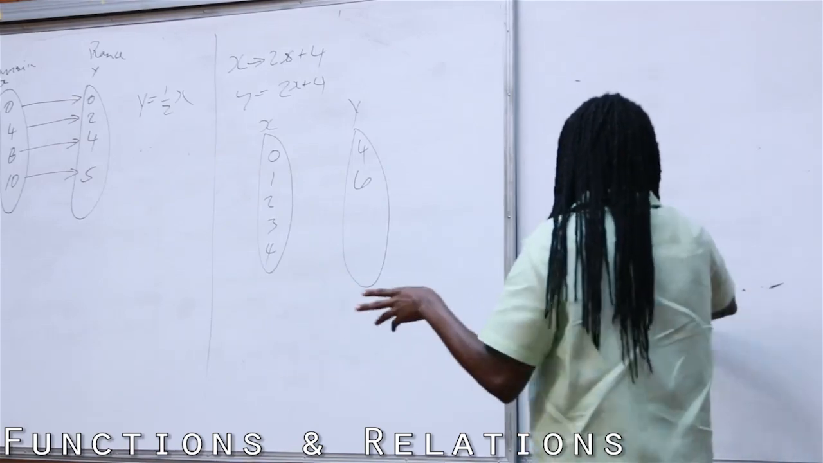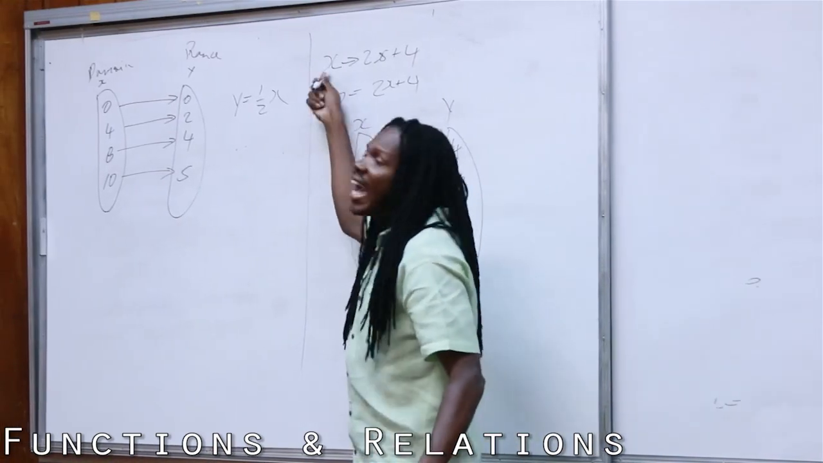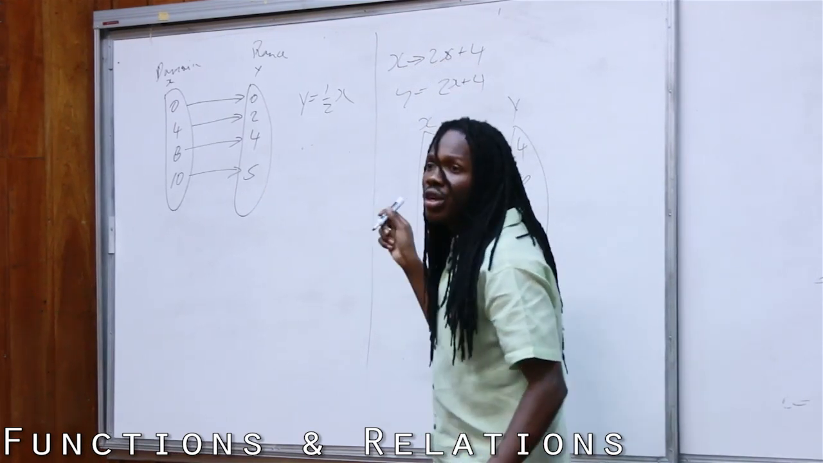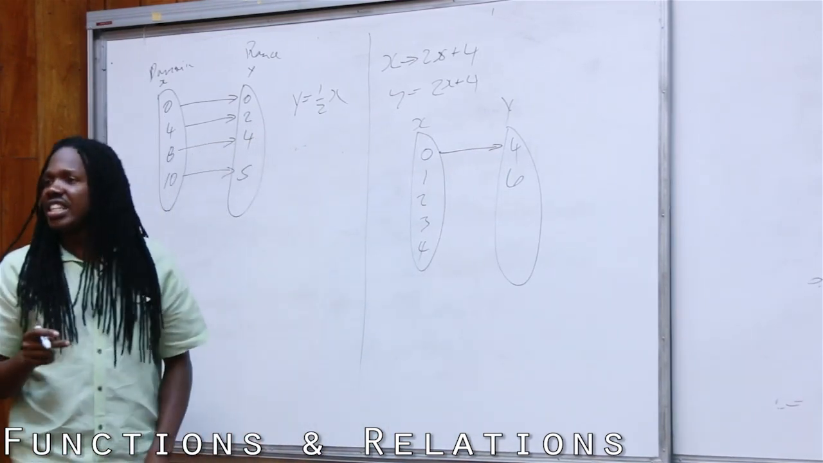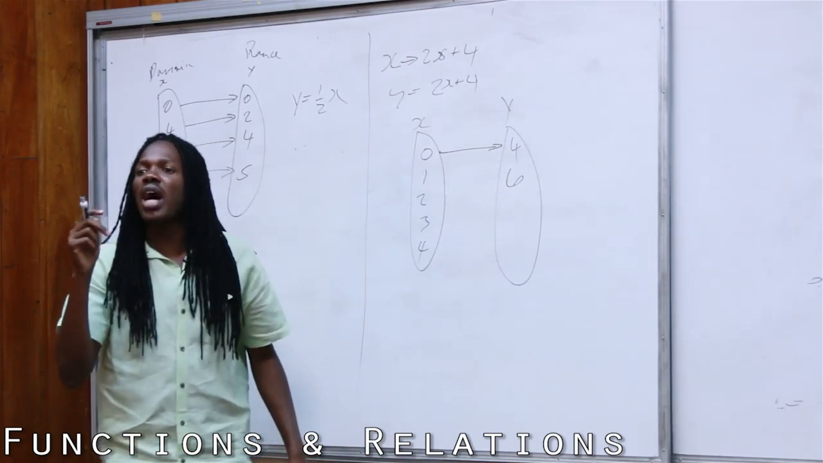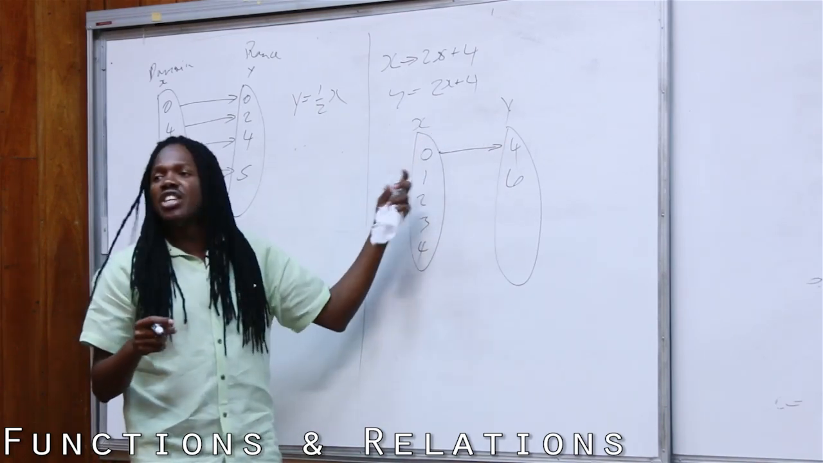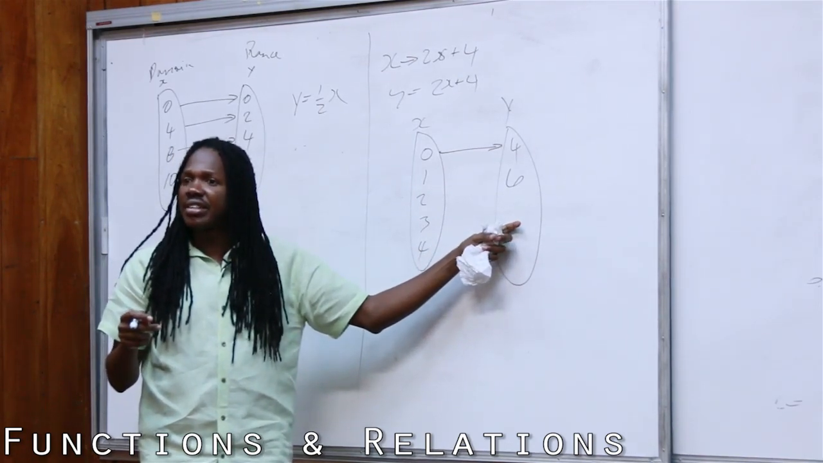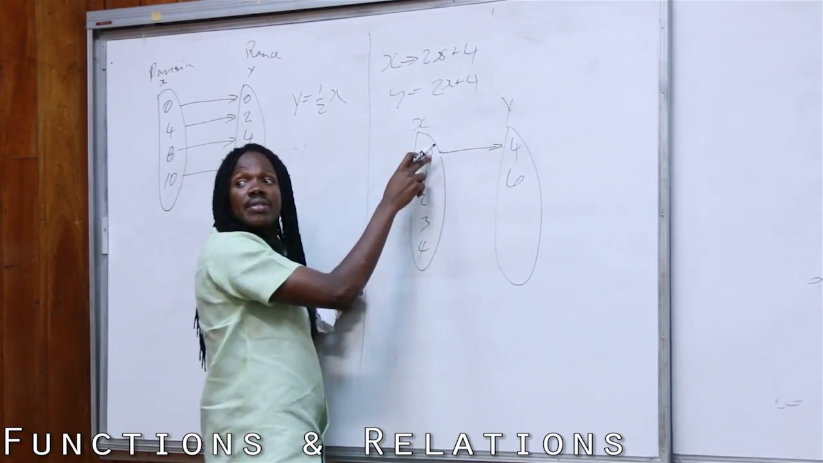All right, no problem. x is mapped onto 2x plus 4, which means that x goes over to and has a relationship with 2x plus 4. You see? Now, if x is mapped onto 2x plus 4, it means that y equals 2x plus 4. x is the domain, the first circle. And y is the range, the second circle. Why do you see this with an arrow? It means that this is dependent on what this is.